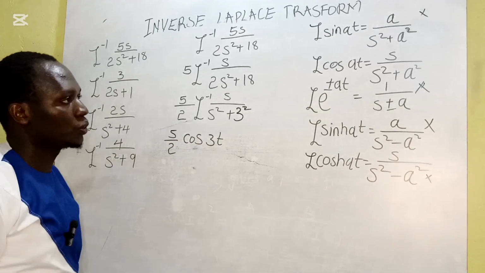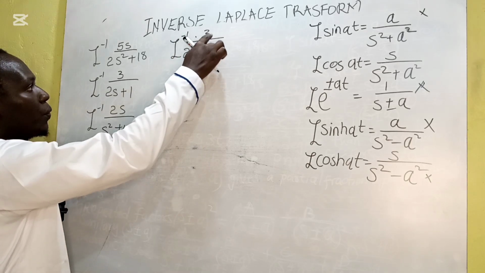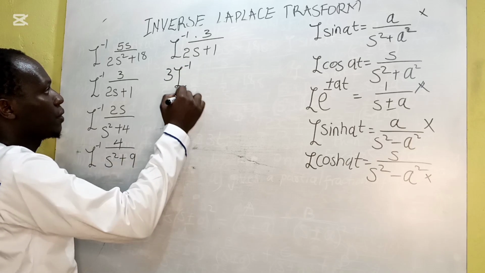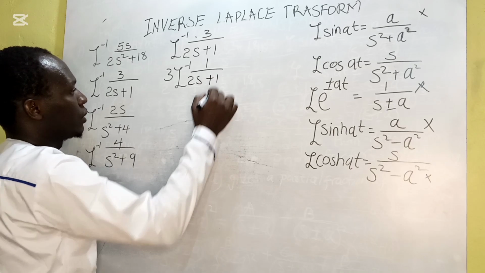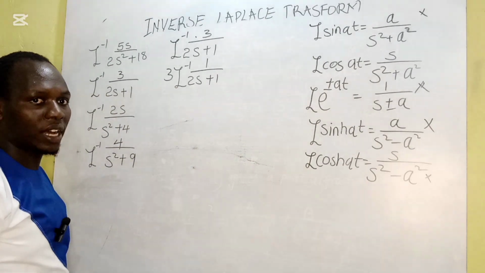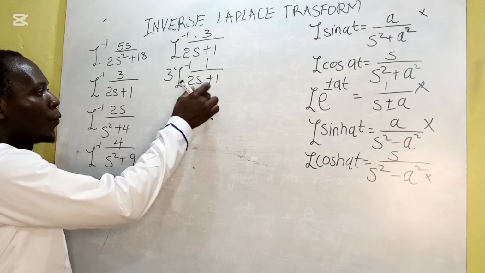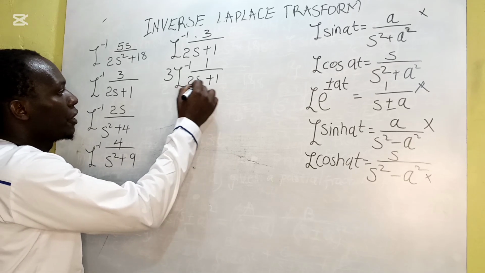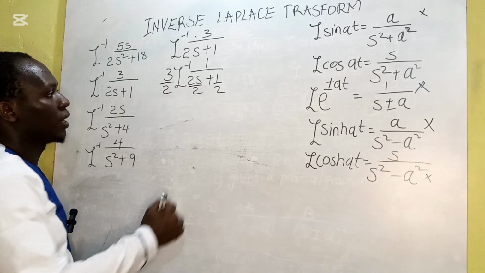Let us now get into our example 2. Here we are going to factor out 3, and we are going to have 3 the inverse Laplace transform of 1 all over 2s plus 1. When we check at this function, the term s does not have its coefficient, to mean that we can simplify our denominator here by dividing by 2, and that 2 is what we are going to factor out here.